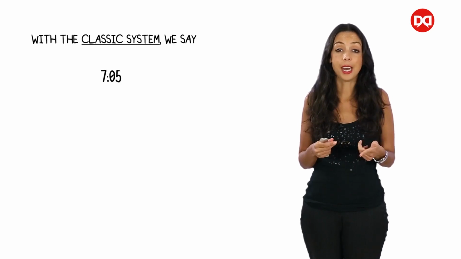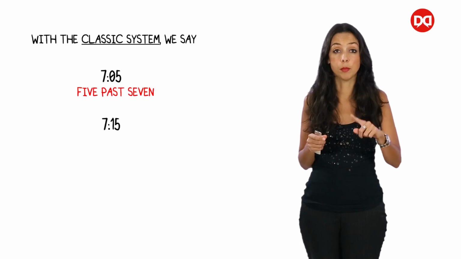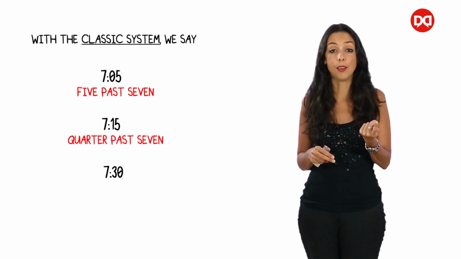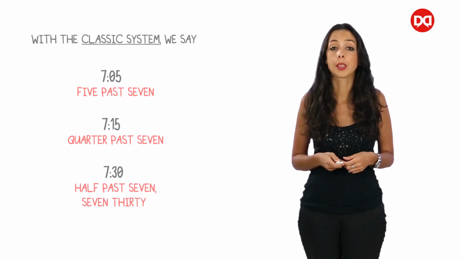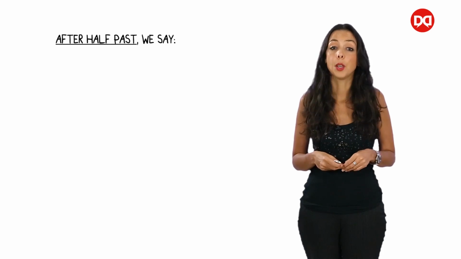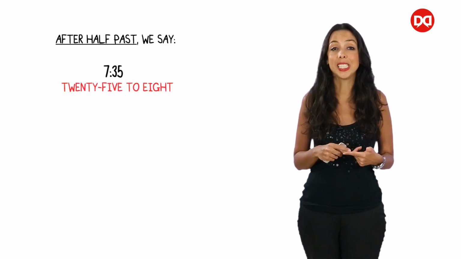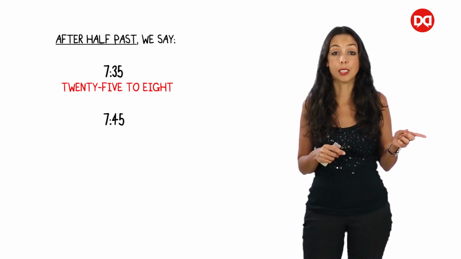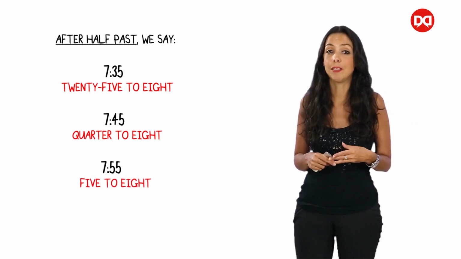For example, 7:05 would be five past seven. 7:15 would be quarter past seven. And 7:30 would be half past seven. After 7:30, we say, for example, 7:35 would be twenty-five to eight, or 7:45 would be quarter to eight, or 7:55 five to eight.